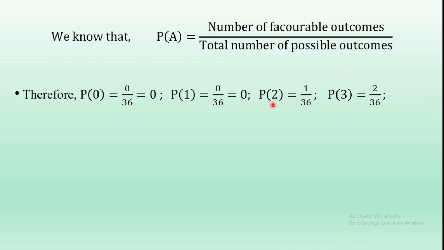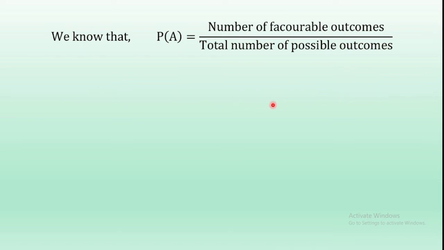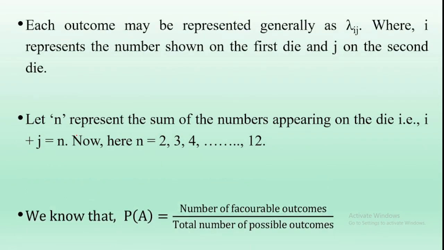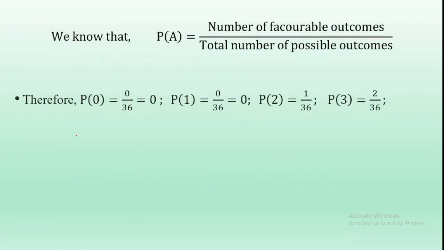Next, find probability of 2. In this sample space, the sum 2 appearing on the dice has one possible combination, 1 plus 1. So the favorable outcome is 1, and the total outcomes are 36. Therefore, probability of 2 is equal to 1 by 36.